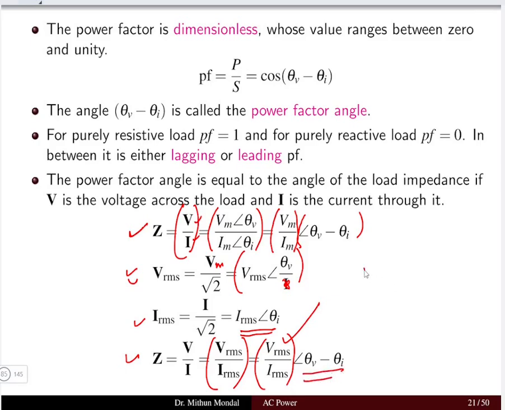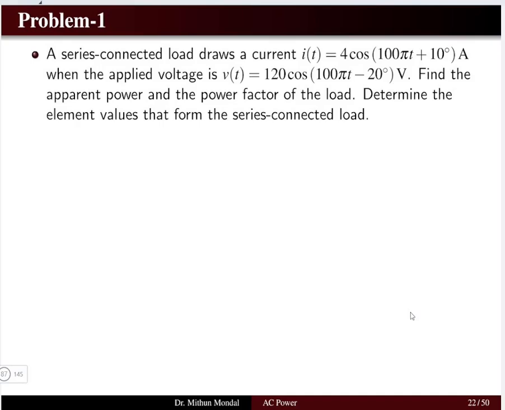So the load impedance Z we can write as the magnitude of Z and angle theta, and this angle is the power factor angle. So if we need to find the power factor, it is basically cos of this angle theta. Let us solve one problem to understand the power.